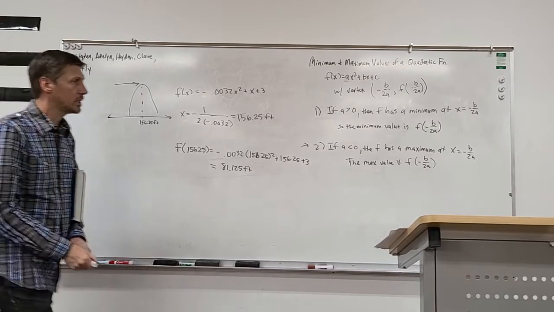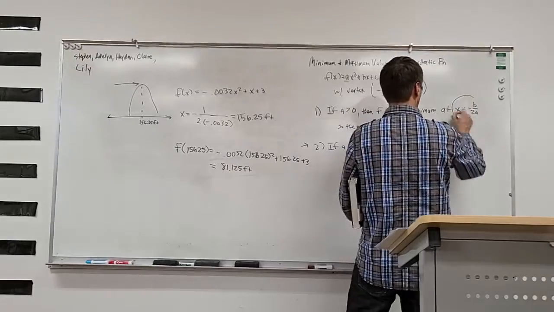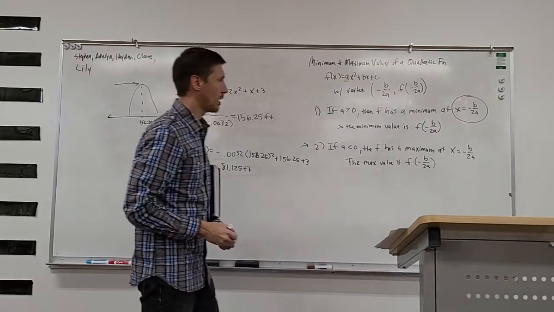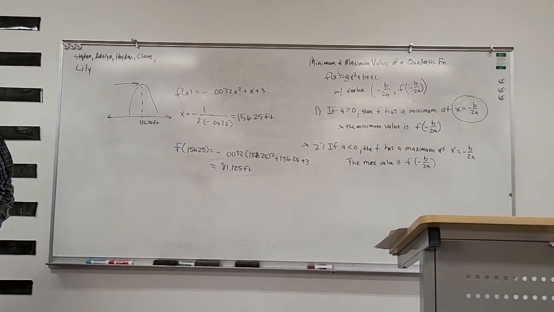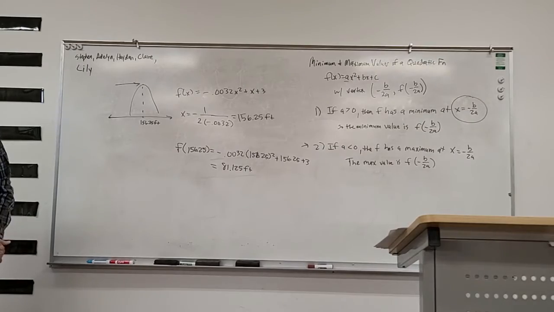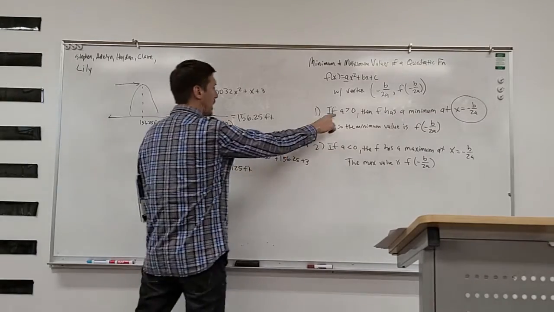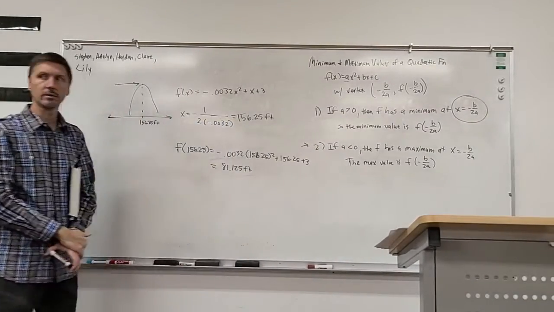So this may look kind of complicated, but actually using it is pretty simple. You really just have to remember this piece here, that our x coordinate is negative b over 2a. That'll give you the x coordinate, and you just have to remember it'll either have a maximum or minimum based on the sign of a.